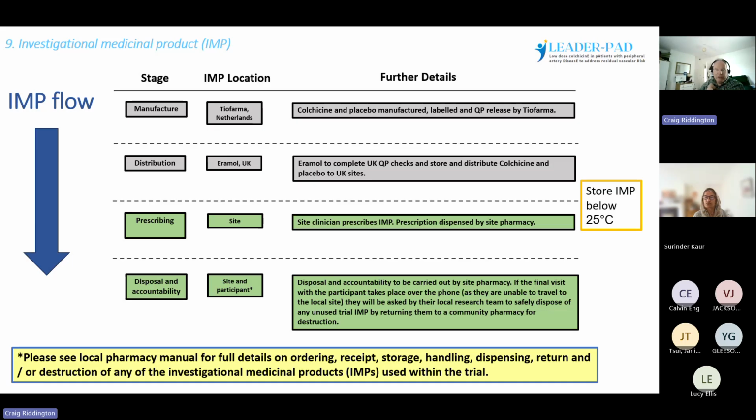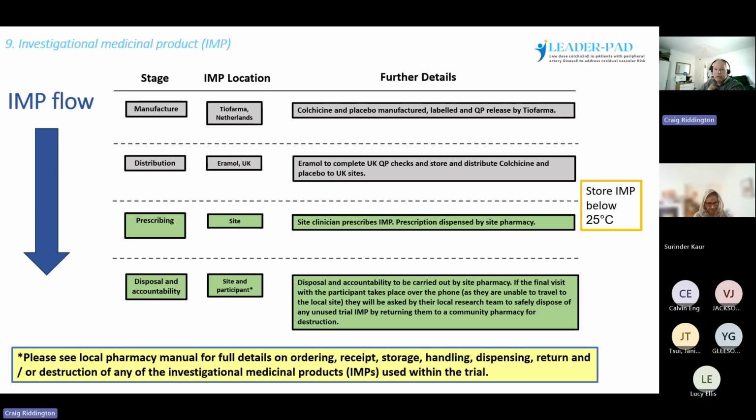As well as acknowledging stock on the Roam system once delivery from Aeromol has been received, you will need to download the temperature data. Aeromol will provide temperature loggers and instructions on how to do this for each shipment. This will include instructions to email a form back to them to confirm there has been no temperature excursions or damage to the study medication that you've received.